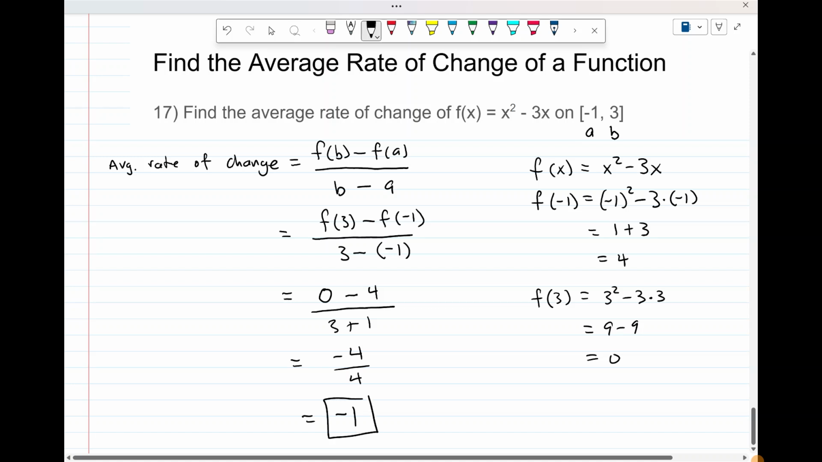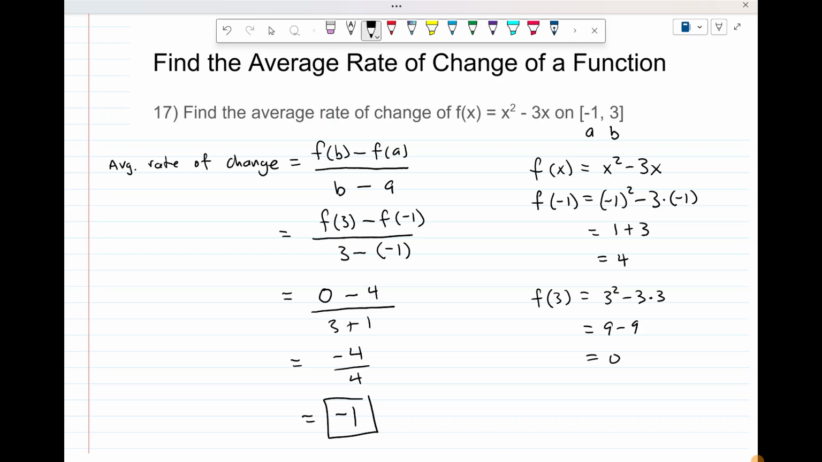And we are done. So on average, in between negative 1 and 3, my x values, my y value is changing on average by negative 1 every time the x value goes up by 1. That's kind of what average rate of change means. I think to really understand what average rate of change means, let's graph this.